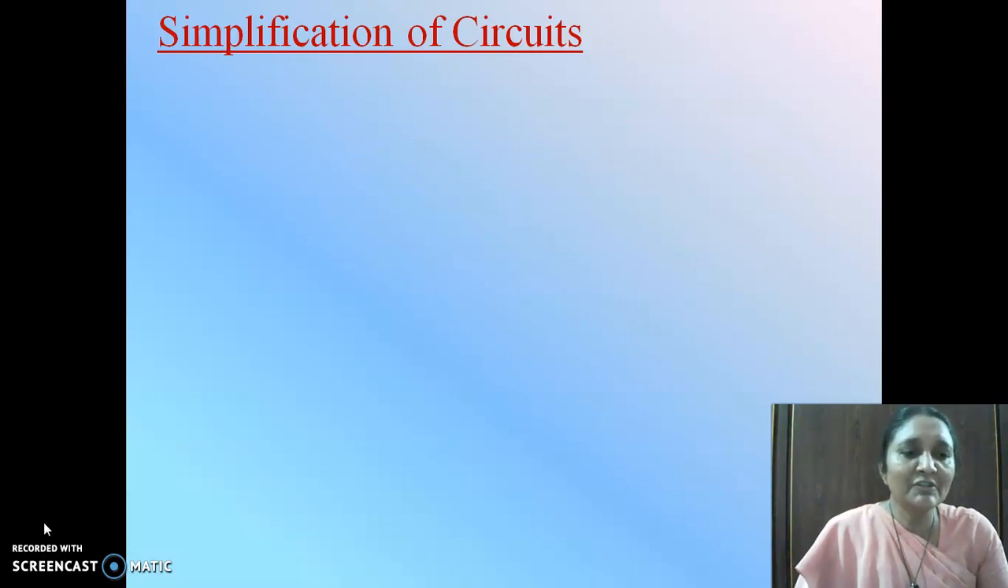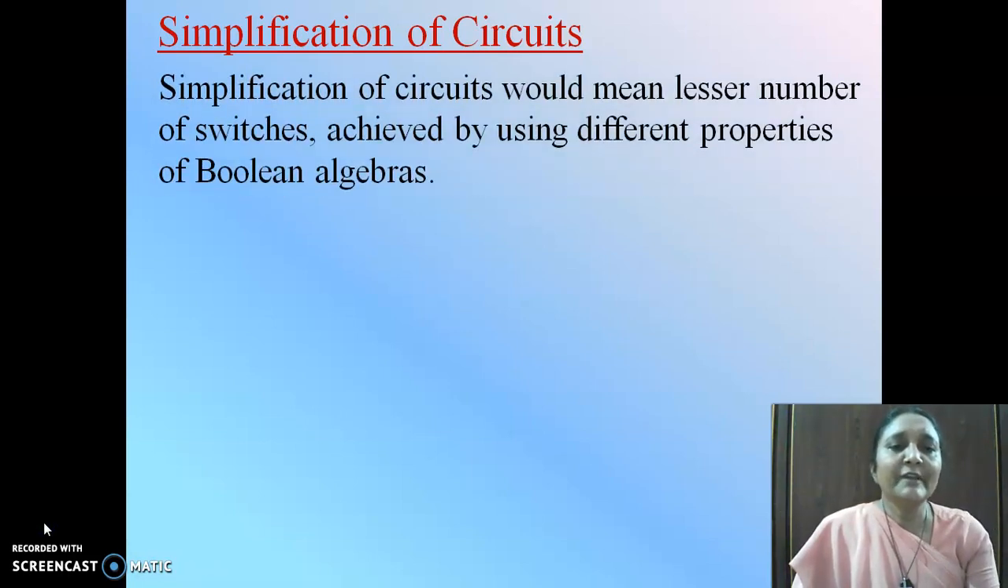This would be governed by various factors like cost of equipments, positioning and number of switches, and types of materials used, etc. But for us, the simplification of circuit would mean a lesser number of switches, which can be achieved by applying the different properties of Boolean algebra. We shall see this by the following examples.